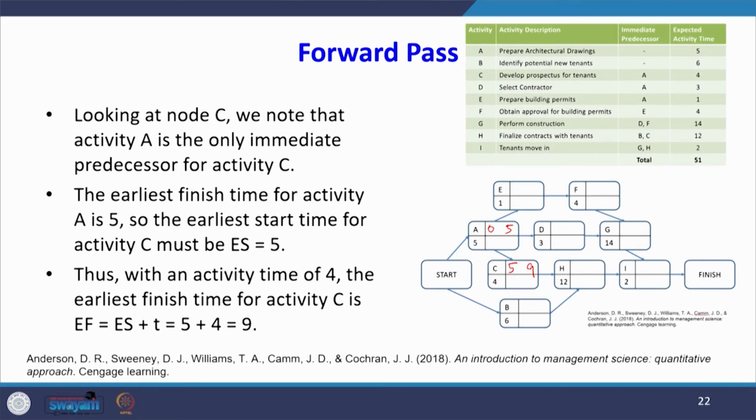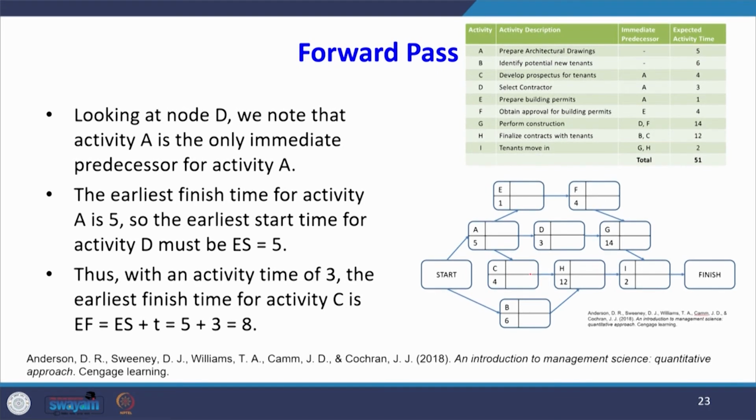Looking at node C, we note that activity A is the only immediate predecessor for activity C. The earliest finish time for activity A is 5, so the earliest start time for activity C must be 5. Thus, with an activity time of 4, the earliest finish time for activity C is 5 plus 4, which is 9.